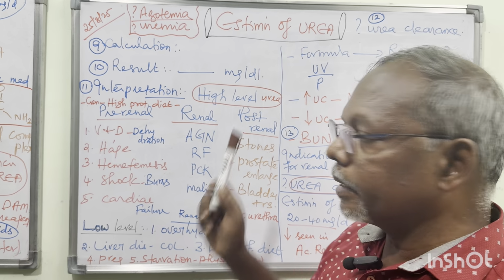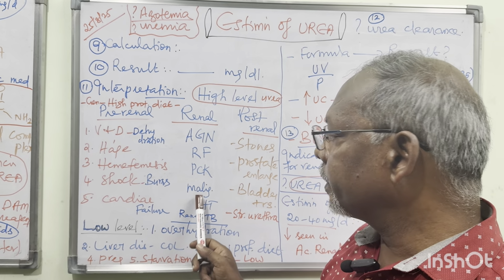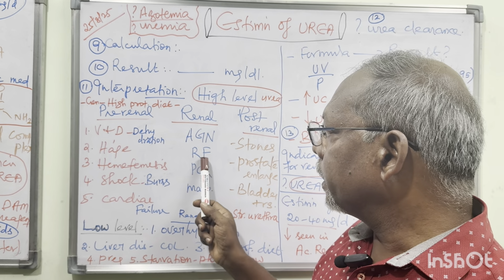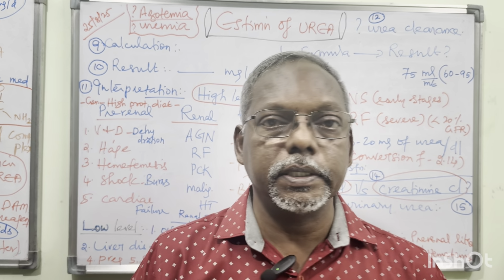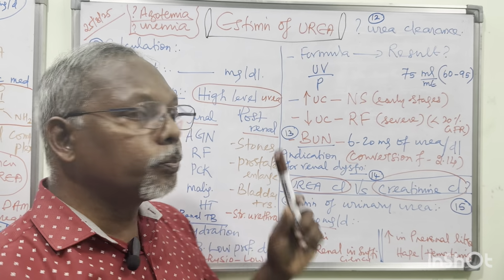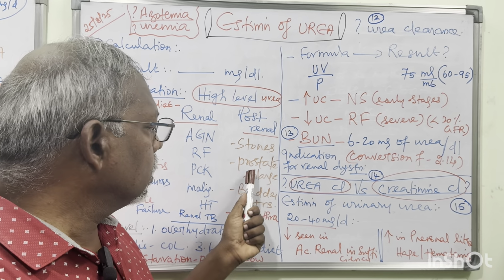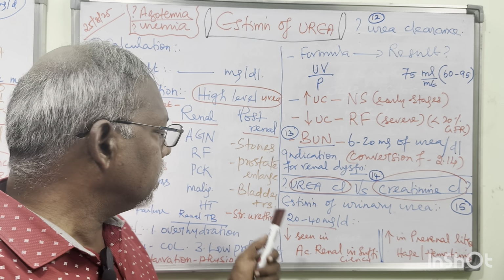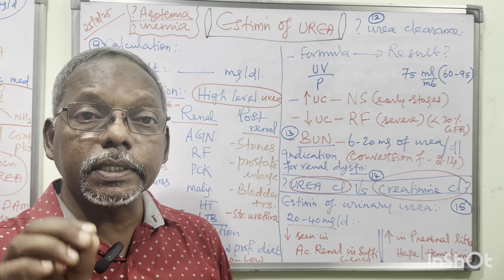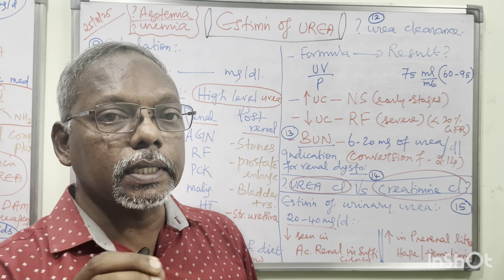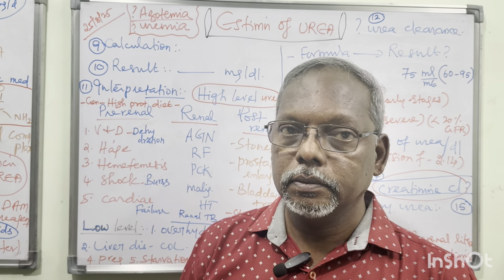Coming to the renal conditions: renal tuberculosis, malignant hypertension, polycystic kidney, renal failure and acute glomerulonephritis. These are all the causes for renal conditions. The next one is post-renal, that is after the kidneys. What happens? Stones in the urinary tract, prostate enlargement, prostatomegaly, bladder tumors, tumors in the urinary bladder, and stricture urethra. So this is the classification for your high urea level, right?